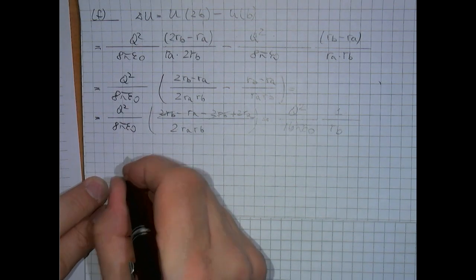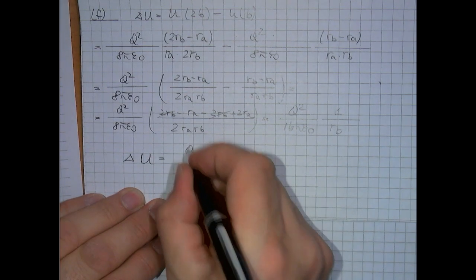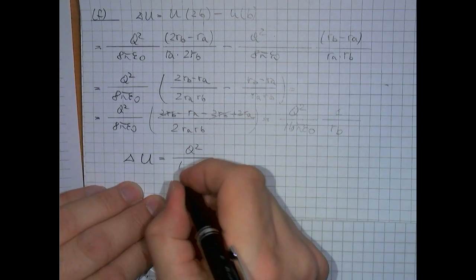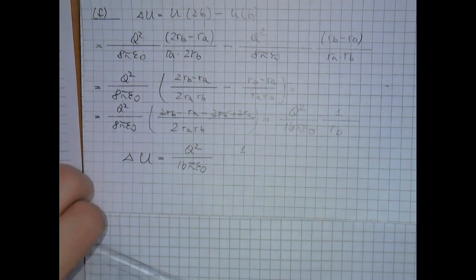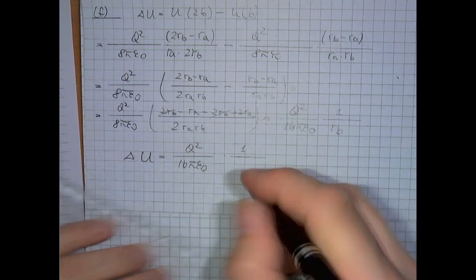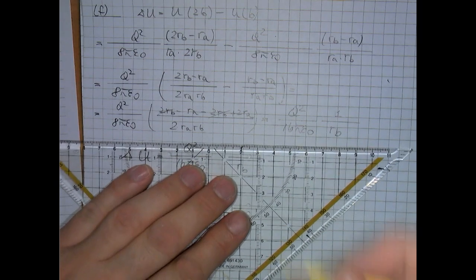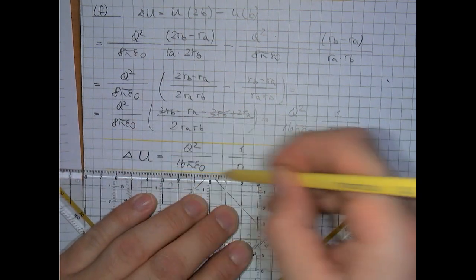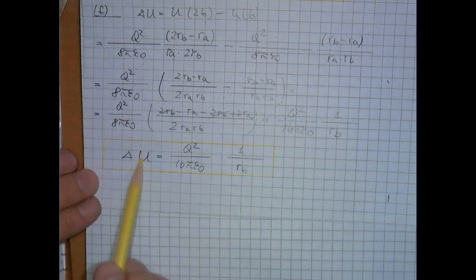So the end result is delta U equals Q squared divided by 16 pi epsilon naught times 1 over r_B. So that was this.